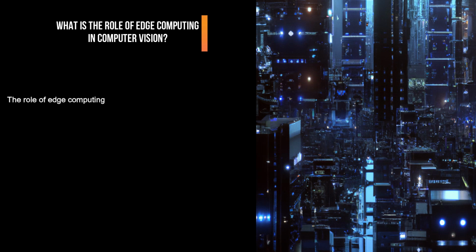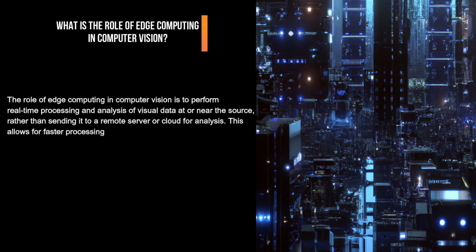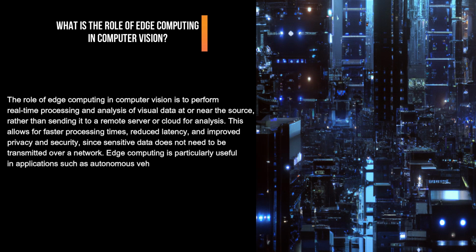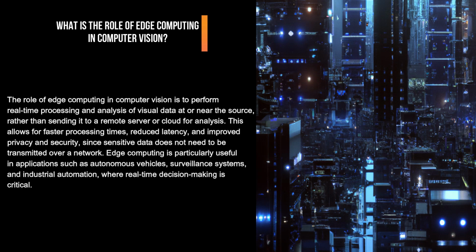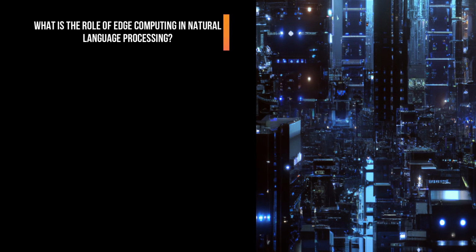What is the role of edge computing in computer vision? The role of edge computing in computer vision is to perform real-time processing and analysis of visual data at or near the source, rather than sending it to a remote server or cloud for analysis. This allows for faster processing times, reduced latency, and improved privacy and security, since sensitive data does not need to be transmitted over a network. Edge computing is particularly useful in applications such as autonomous vehicles, surveillance systems, and industrial automation, where real-time decision-making is critical.